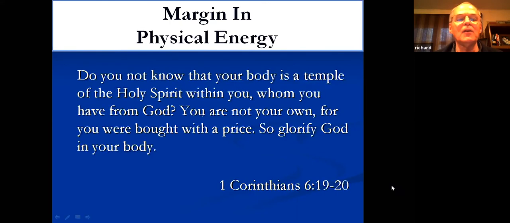I want to jump now to this verse in 1 Corinthians 6. You've heard this before, perhaps, but we're talking about the human body that God created in magnificent ways. Do you not know that your body is a temple of the Holy Spirit within you, who you have from God? You're not your own, for you are bought with a price. So glorify God in your body.